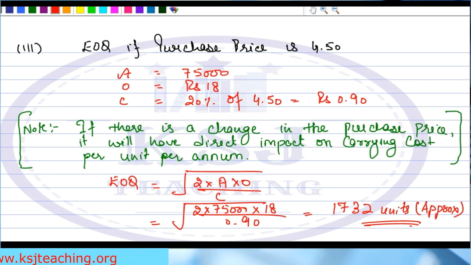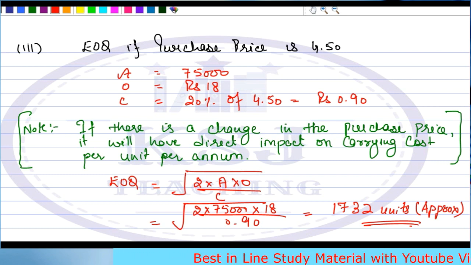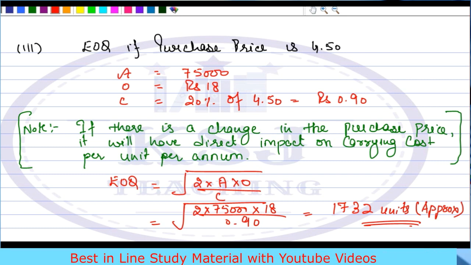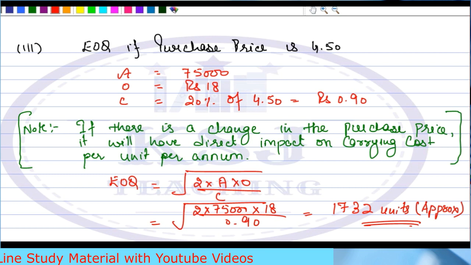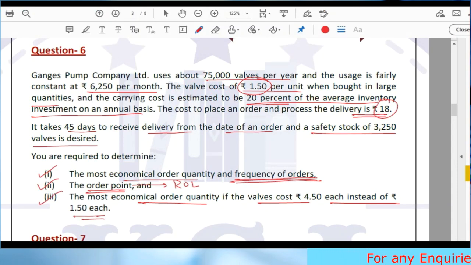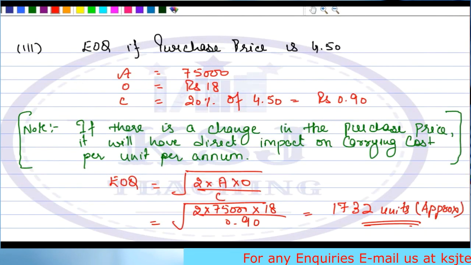Because one thing is very much logical, you will order in round numbers. So if it comes in decimals, you can round it off in the examination. Nothing to worry about it, you can easily do that. So this is the EOQ if the purchase price is 4.50. Clear? Any doubts? So we are done with question number 6 here.